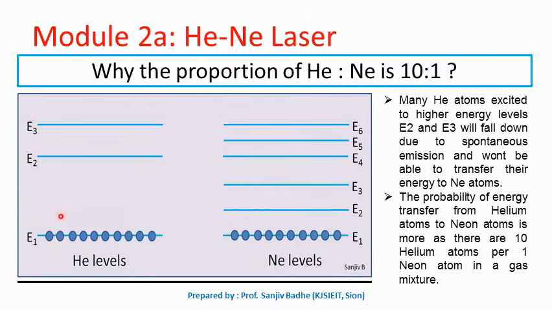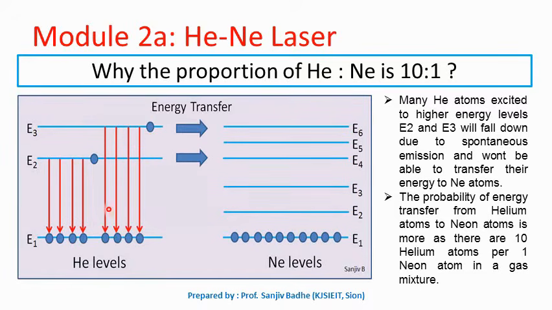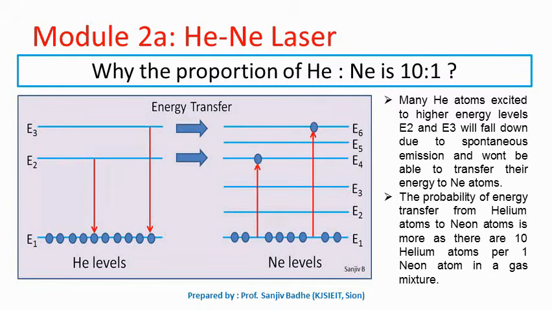Again, let us have a look. Helium atoms absorb the energy and go to the excited states. Most of the helium atoms fall down due to spontaneous emission. Only a few helium atoms will be able to transfer their energy to the neon atoms, and very few neon atoms will go to the excited state.